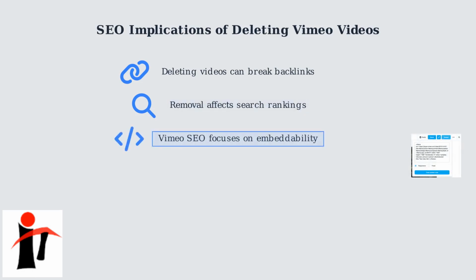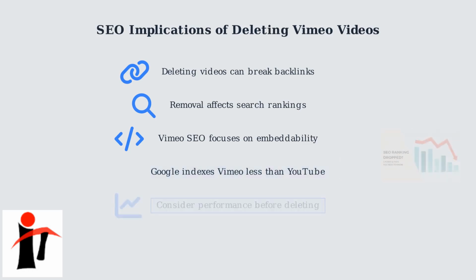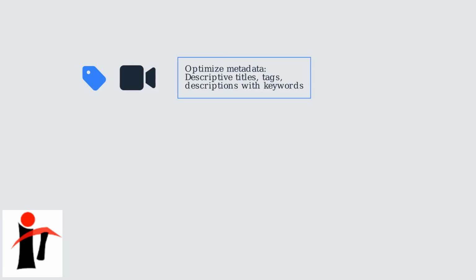Vimeo's SEO strategy emphasizes embeddability, where videos embedded on websites create backlinks and increase dwell time, boosting overall SEO value. It's important to remember that Google indexes Vimeo content less aggressively than YouTube, so deletions here have a more pronounced effect on niche visibility. Before deleting any video, carefully consider its performance metrics and potential SEO value to avoid unintended consequences.